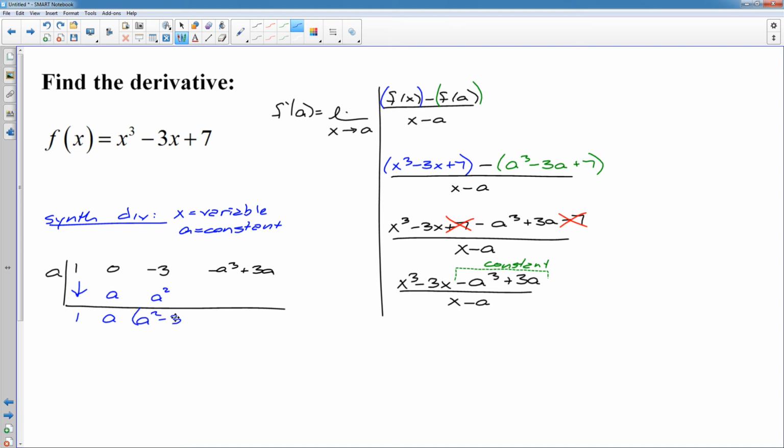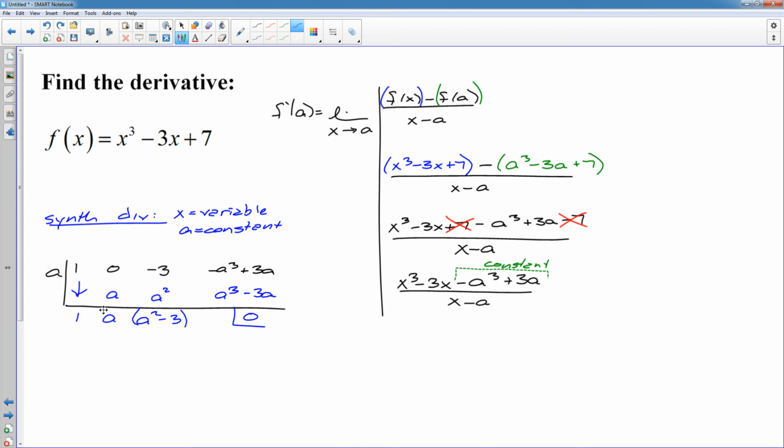Then I need to distribute my a through that. A times a is a cubed. A times negative 3 is negative 3a. And if you do it correctly, you will get a 0 remainder. If you do not get a 0 remainder, you messed up.